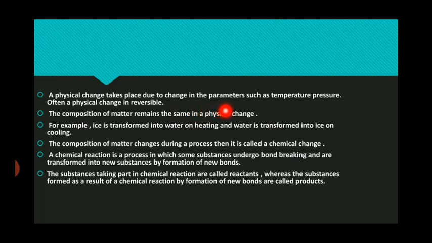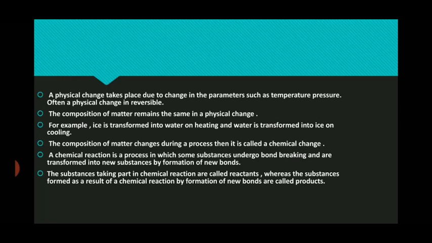For example, ice is transformed into water on heating, and water is transformed into ice on cooling. That means if we apply heat on ice, it converts into water, and if we cool, then again water converts into ice. This is known as a physical change. Now next, if the composition of matter changes during the process, then it is called a chemical change.